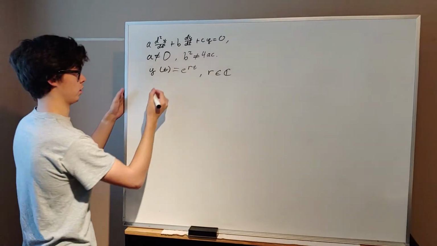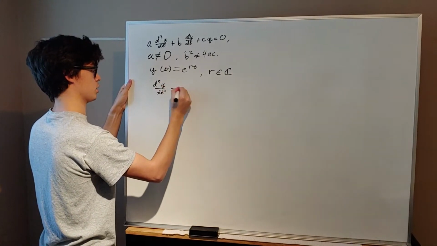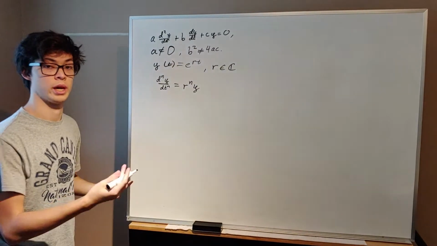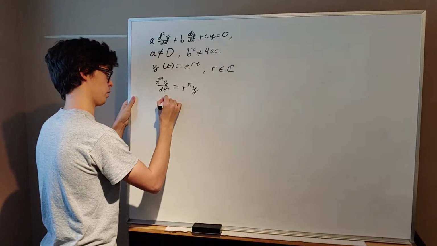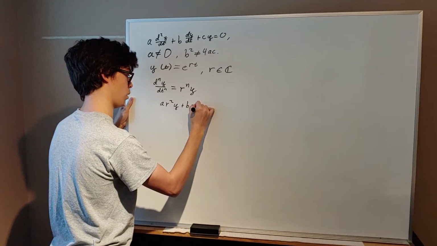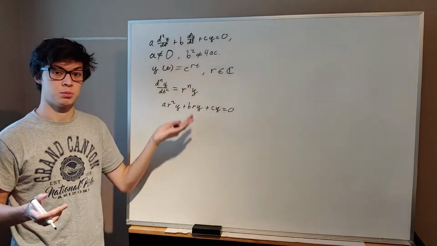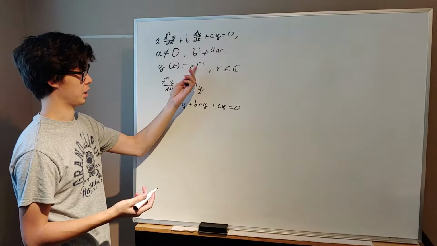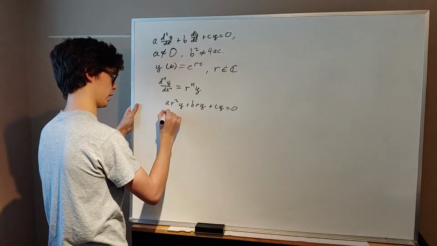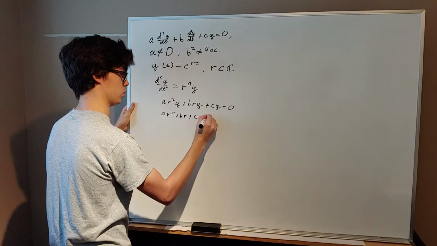This has the nice property that, of course, the nth derivative d^n y dt^n is equal to r^n y. So plugging this into our differential equation, we get an equation of the form a r squared y plus b r y plus cy equals 0. Of course, being an exponential, y is non-zero for any complex r and real t. So we can divide y out of this equation and get a quadratic in r: a r squared plus br plus c equals 0.